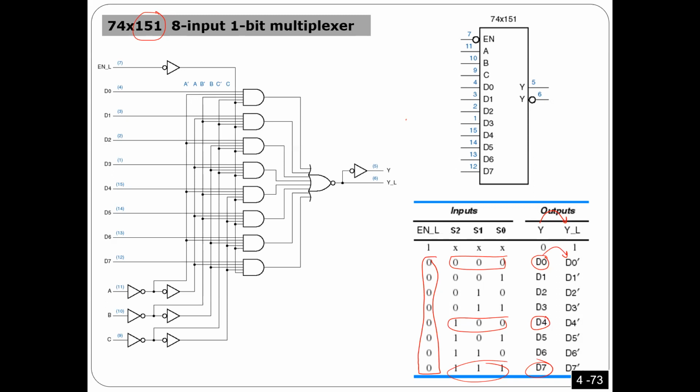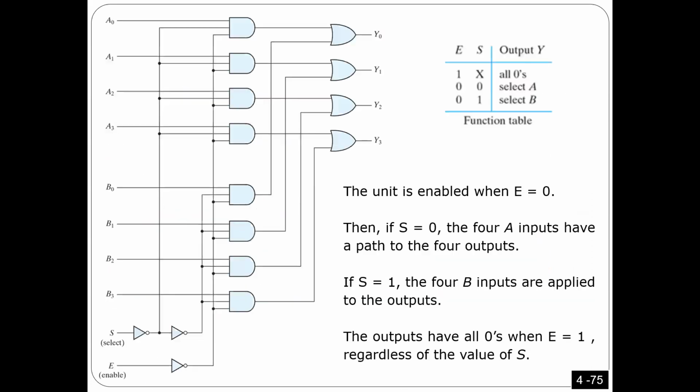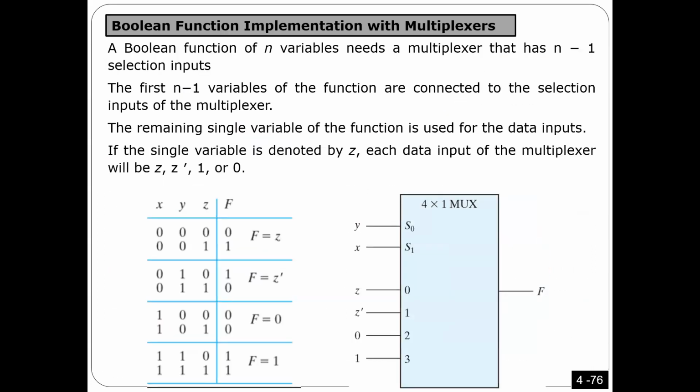Similar to what I explained before, a decoder can be used to implement any function. Same thing for a multiplexer: a multiplexer can be used to implement any function. I'm going to tell you how. I'm going to skip some parts here to get to this one. So, how can you implement any function using a multiplexer?